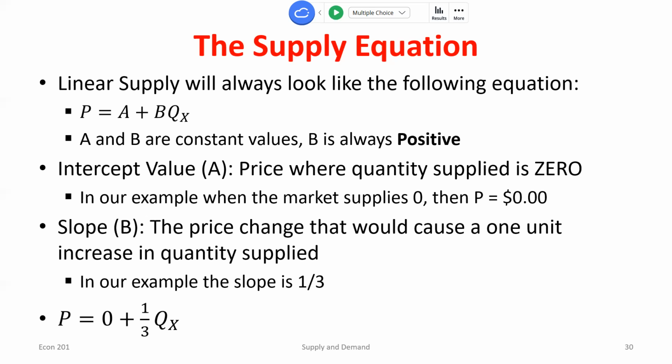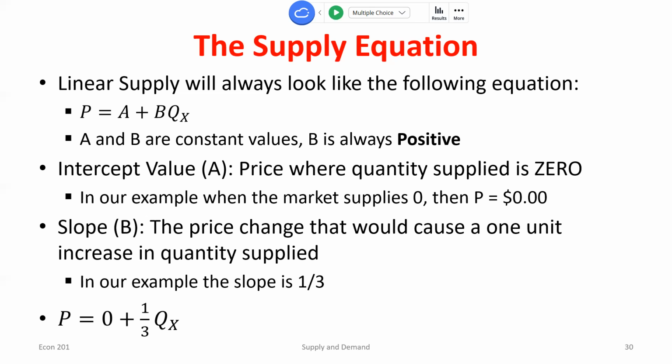So yeah, let's say that I look out there and the producers are saying, we're willing to supply 3 units. What price would it have to be that they're going to supply 3 units to the market? Well, I plug in that quantity of 3. 3 times a third is 1. So I know when the price is $1, the amount supplied would be 3 units.